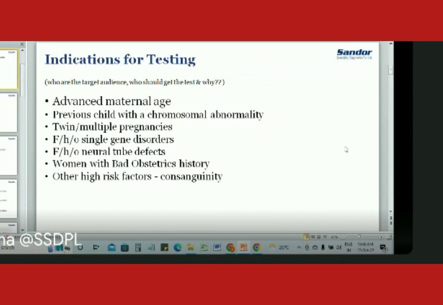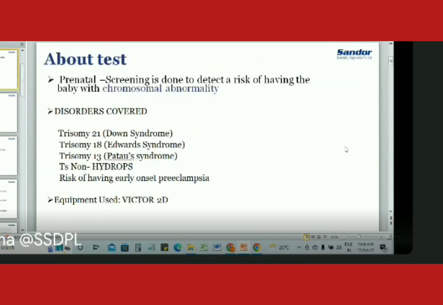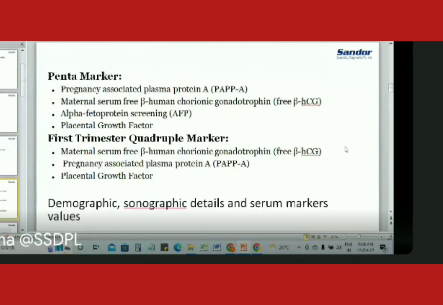Sorry guys, I missed something. We are using an instrument, Victor 2D, which works on immunofluorometry. These are all immunofluorometry assays, and the software which we are using is LifeCycle. We are using version 7 of LifeCycle software. Please note it down, guys. I somehow missed adding it to the slides. We are using LifeCycle software version 7.